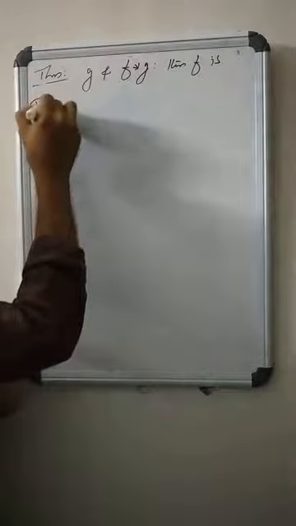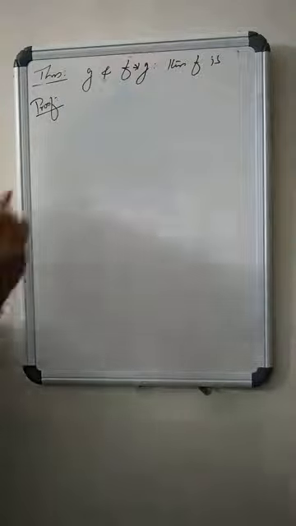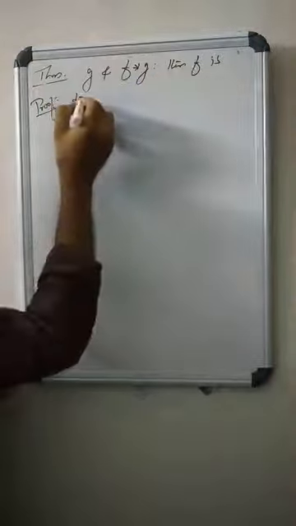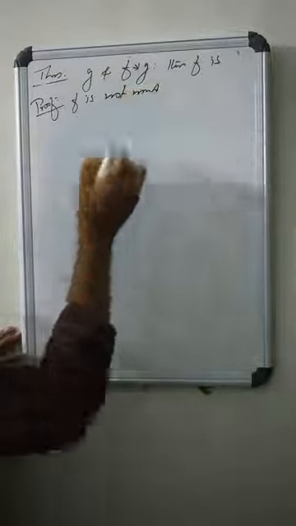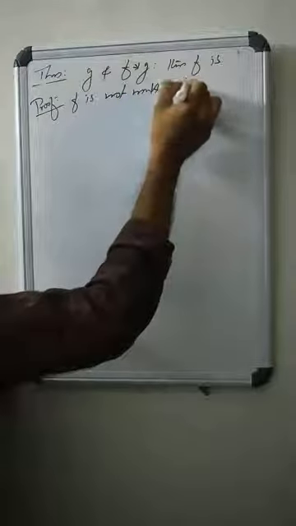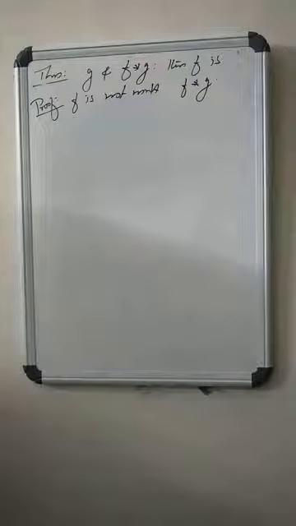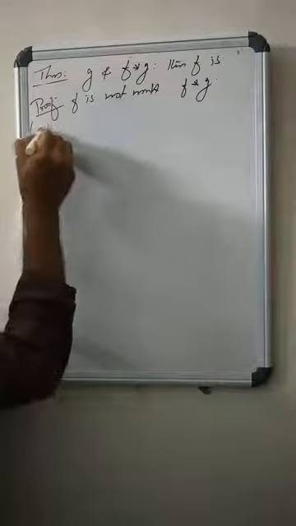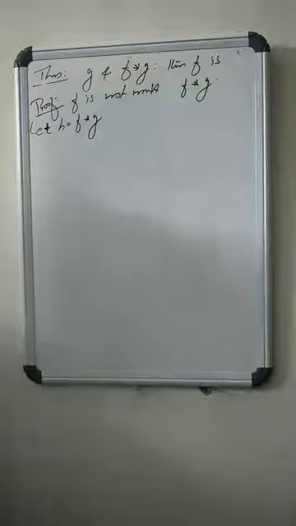So, its proof is: first we assume that f is not multiplicative. To prove f is multiplicative, we use a technique: we assume f is not multiplicative, then we deduce that f star g is not multiplicative. Okay. Let h equal f star g.